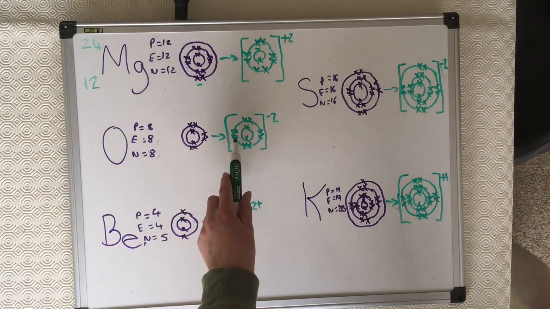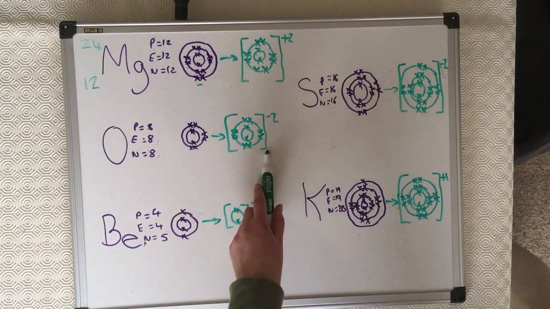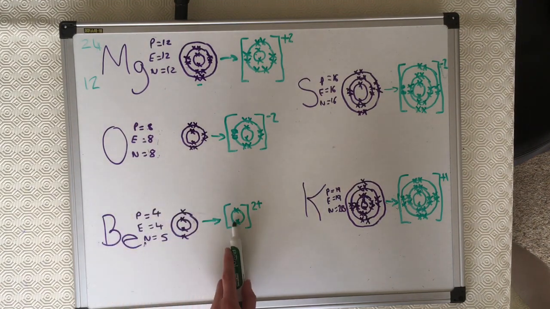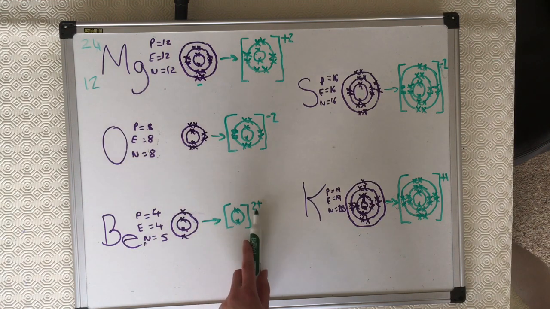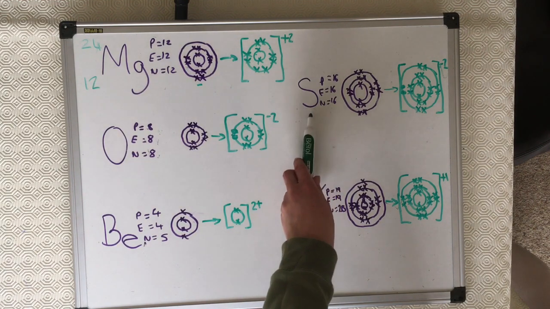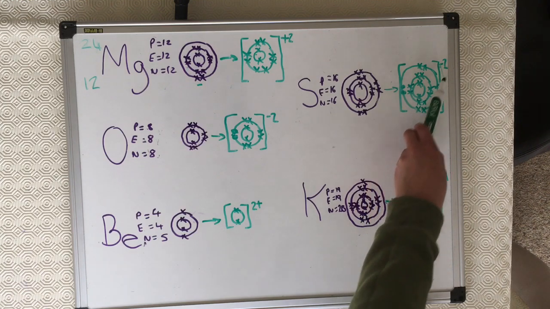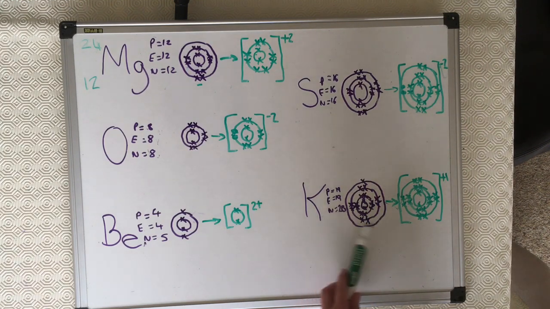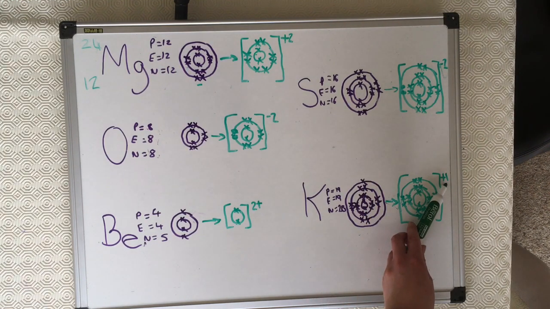So here's your answers. Oxygen gains 2 to become -2 with that square brackets. Beryllium loses 2 electrons to become a 2+ ion. Sulfur gains 2 to become a 2- ion, and potassium loses 1 so it becomes +1.